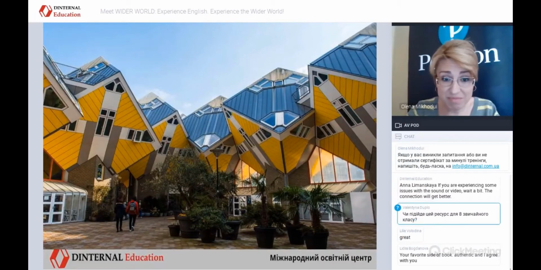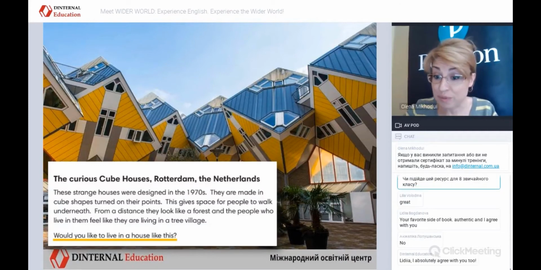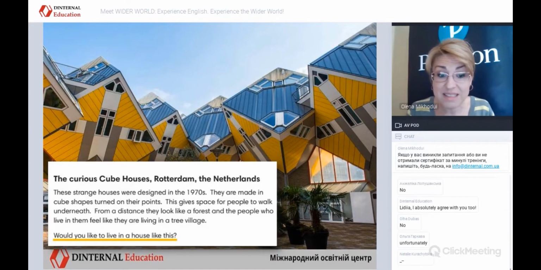So have a look at this amazing architecture. Maybe we have people here who have visited that place. It's in the Netherlands. Do we have somebody who saw these wonderful buildings with your own eyes? No? All right. Actually, they are called the Curious Cube houses. Wonderful. They are in the Netherlands.